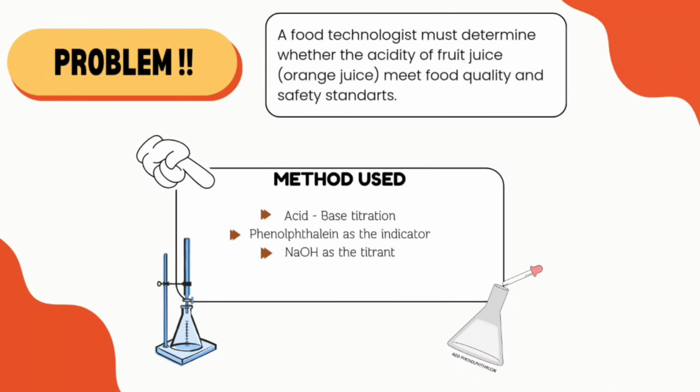Hi everyone, today I'm going to show you how food scientists use acid-base titration and an indicator to determine the acidity of fruit juice. For this example, we will be analyzing the acidity of an orange juice sample by using phenolphthalein as our indicator. In real food labs, controlling acidity is extremely important because it affects flavors, preservation and food safety.